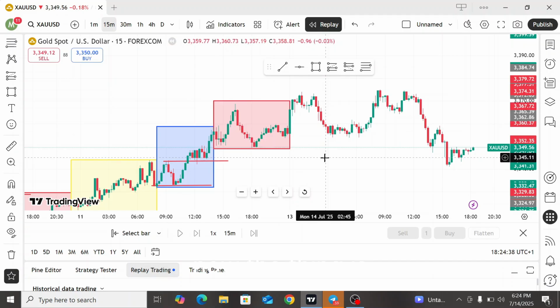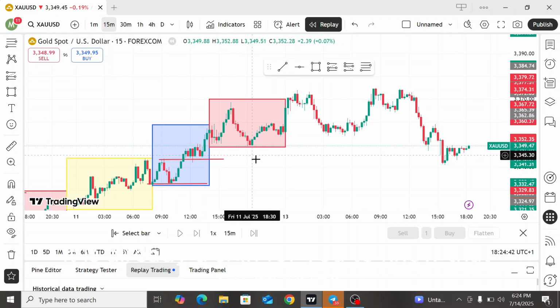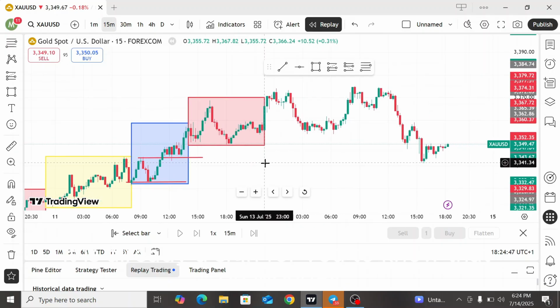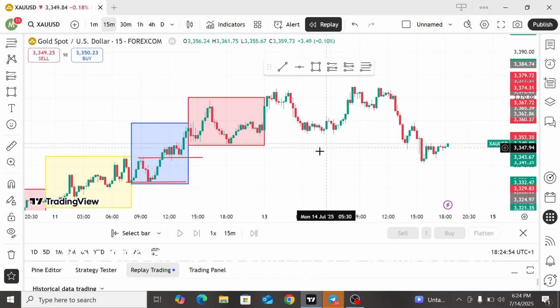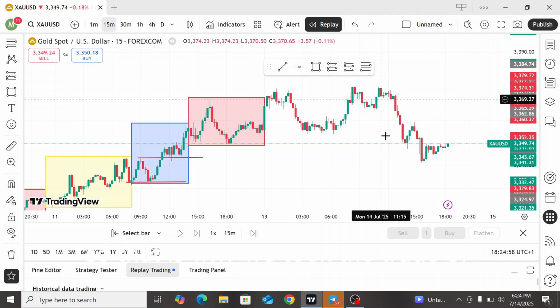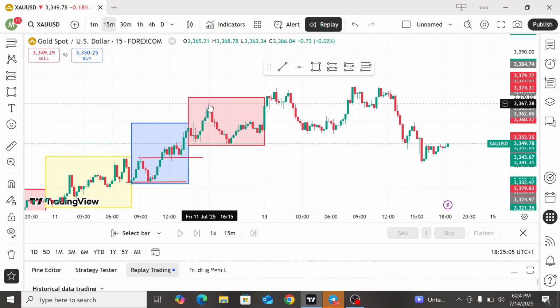Now, the thing is, the moment you have a break of structure upward, it is already a sign for you to know that on Monday, what you should be looking for is to sell. You should be looking for a pullback on Monday. So that is why we took the trade today. Now, this is the break of structure. Whenever you have a break of structure upward, then your bias for the next day is that you should be looking for a sell setup.